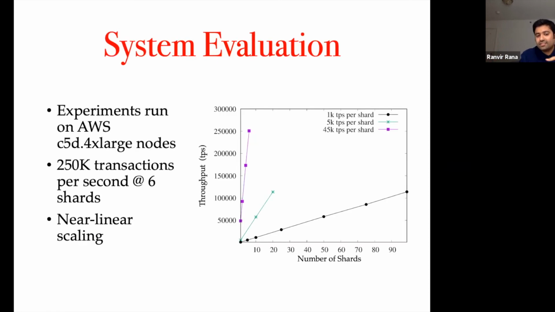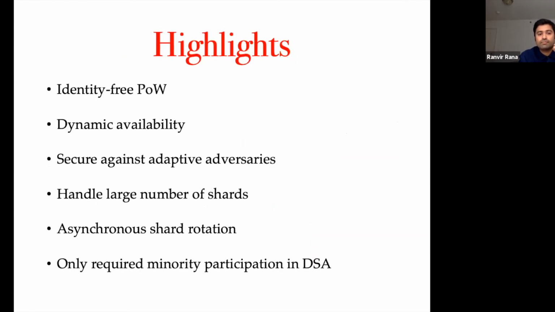The reason you can achieve this with 100 shards and a small number of nodes is because you don't have size requirements on a particular shard. So you can have a shard with a very low number of nodes. To summarize, our protocol is identity free. It has dynamic availability. It's secure against adaptive adversaries. You can have adversaries move instantly across nodes. You can handle a large number of shards. You can have asynchronous shard rotation, and you only require a small fraction of honest nodes to run DSA.